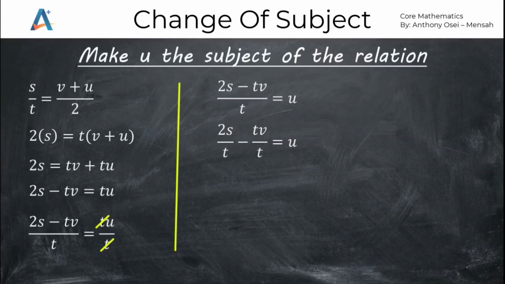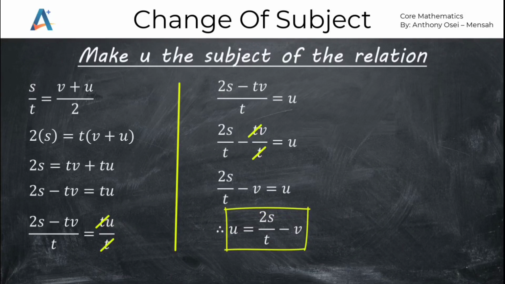In this case, we can then cancel t down here and t up here so that the t's can cancel. There is no common term here, so we can't cancel. So finally, you realize that we'll get 2s over t minus v is equal to u. For u to be the subject finally, it will become, therefore, u will be equal to 2s divided by t minus v. So this is our final answer from making u the subject in this relation.